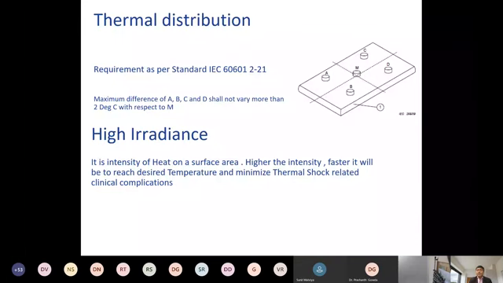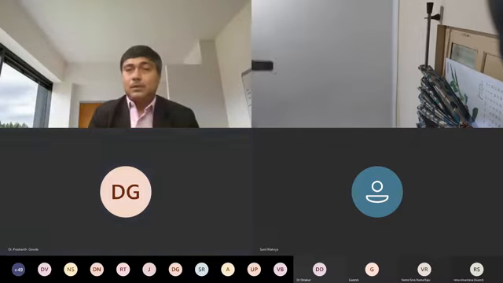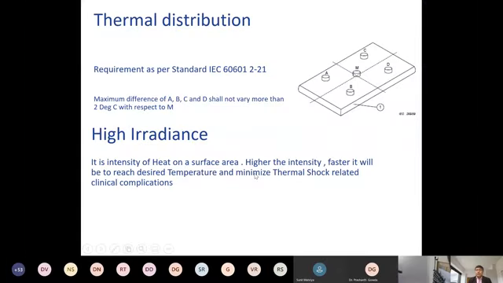Hello, can you see my screen? Yeah, please go ahead. Thermal distribution and high irradiance. Now can you see my screen? Yeah, I can see a video, but the slide went. Okay, let me restart. Can you see now? Yes, go ahead.